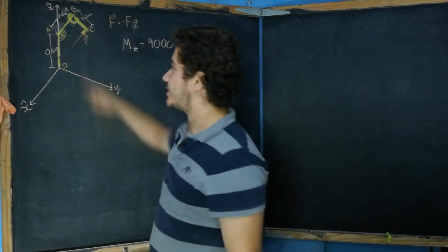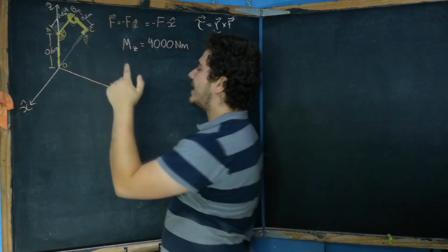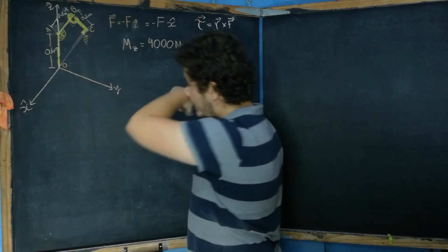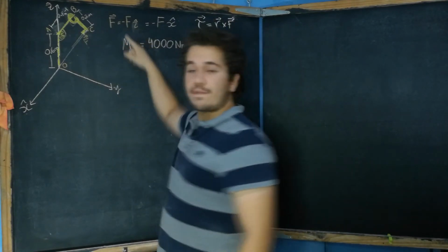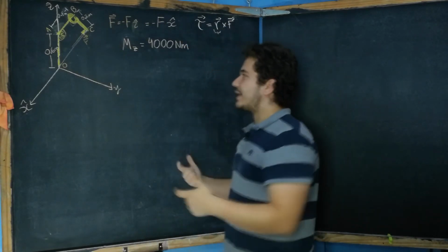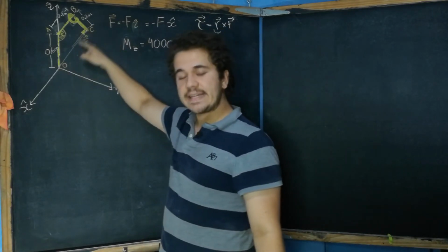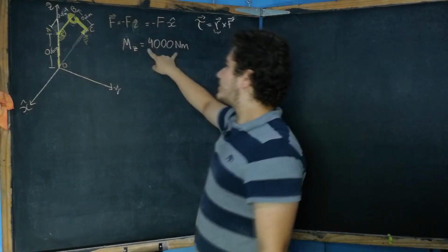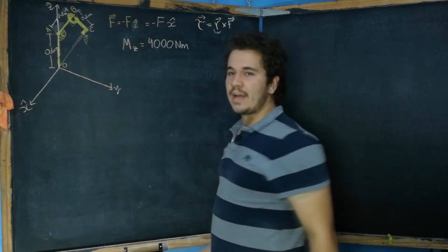wrench we're using. The force we're applying to the point C is going in the negative x direction, and what we want to obtain is the magnitude of the force we will have to apply to the point C, so as to get a moment around the O point in the C direction of a magnitude of 4,000 Newton meters, okay? Now let's get to it.